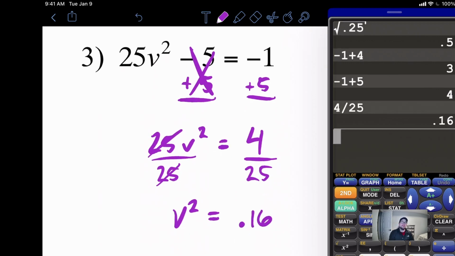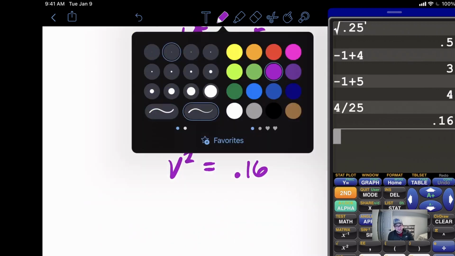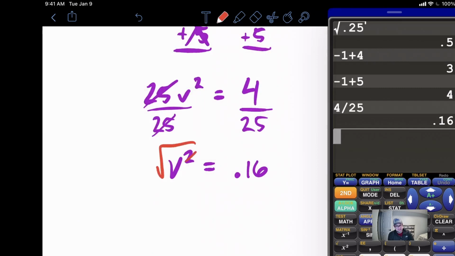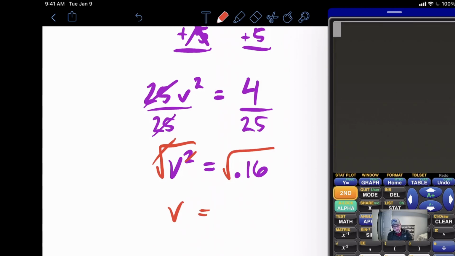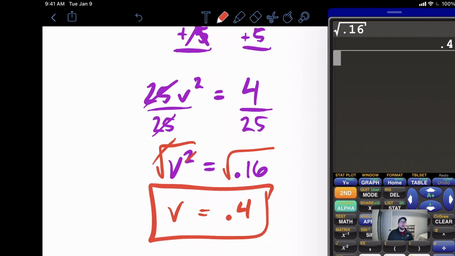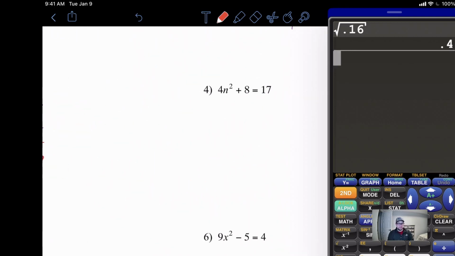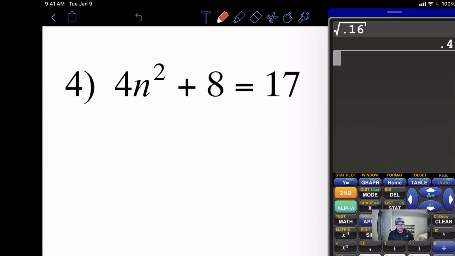And then, to get rid of the v squared, we want to take the square root of both sides. So that will leave me with just v, and the square root of 0.16 is equal to 0.4, which will make that our answer. Let's go to problem number 4. So looking at this problem, again, let's get rid of the 8 right away.